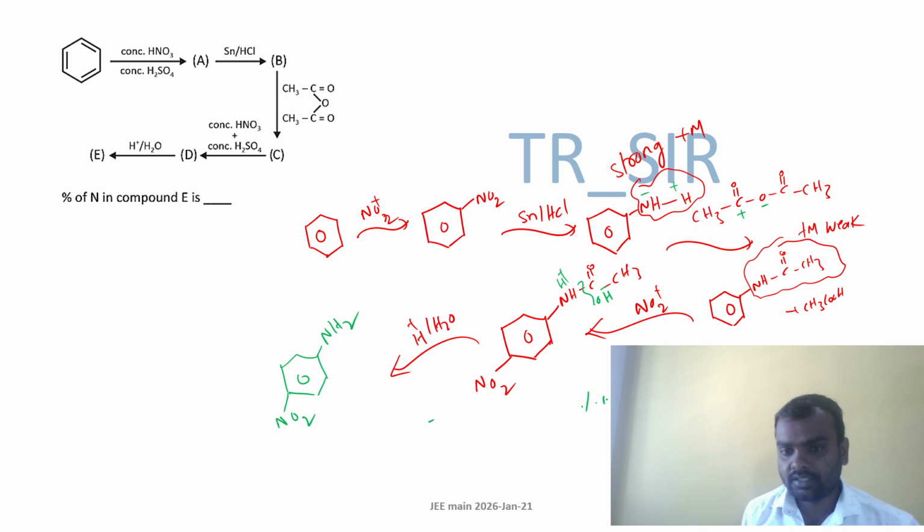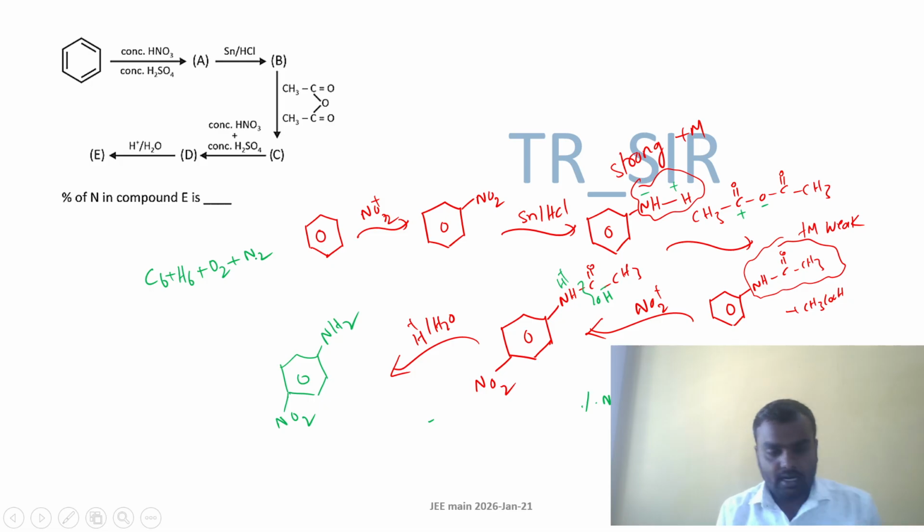Let me do it here. Percentage of nitrogen is equal to, how many nitrogen atoms are there? 2. Nitrogen atomic mass is 14, so 2 into 14, divided by the molecular mass. How many carbons are there? 6 carbons. And how many hydrogens? Here 2, here 4, that is 6 hydrogens. Then 2 oxygens are there, plus 2 nitrogens are there.